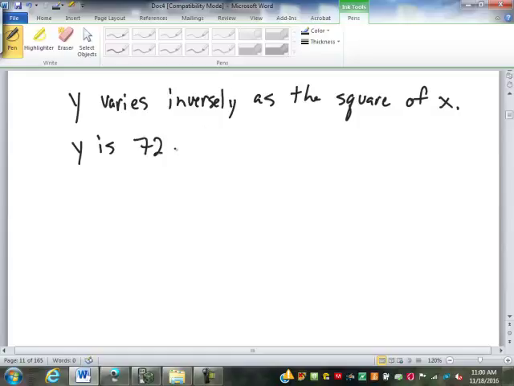Let's say y is 72 when x is 3. Find y when x is 2.